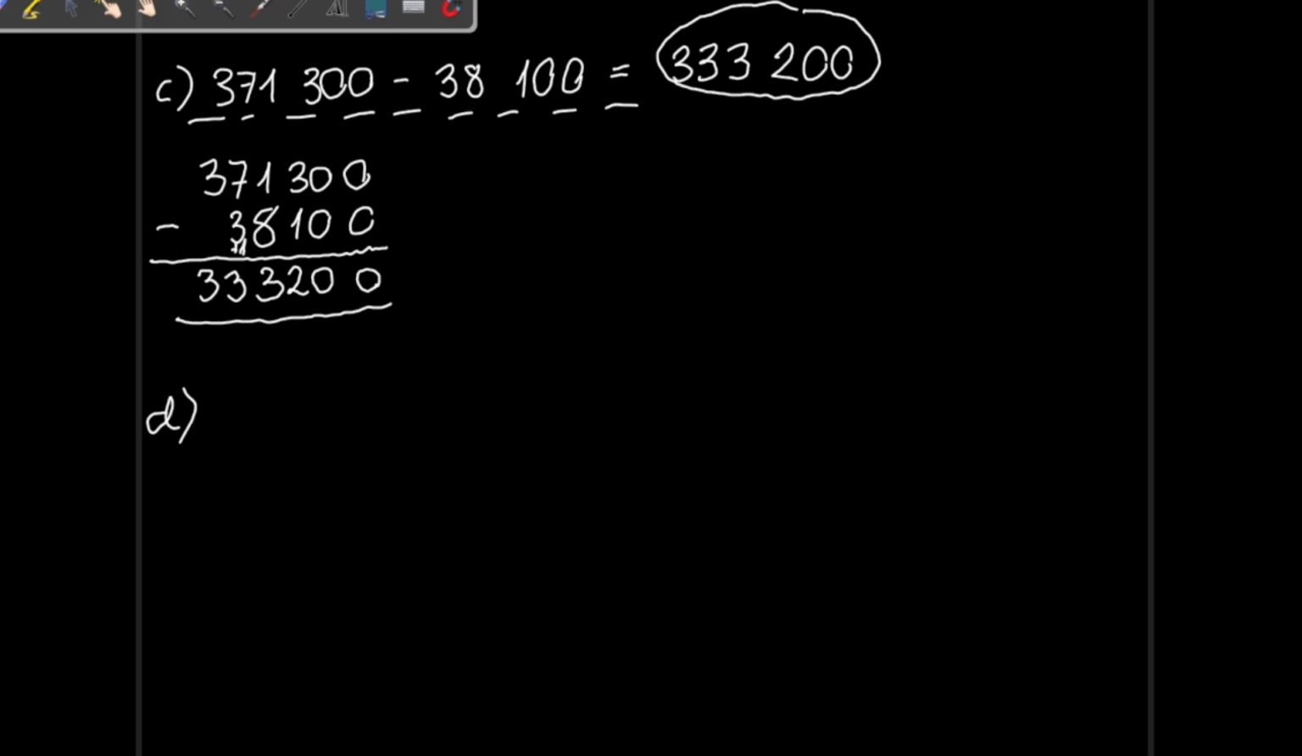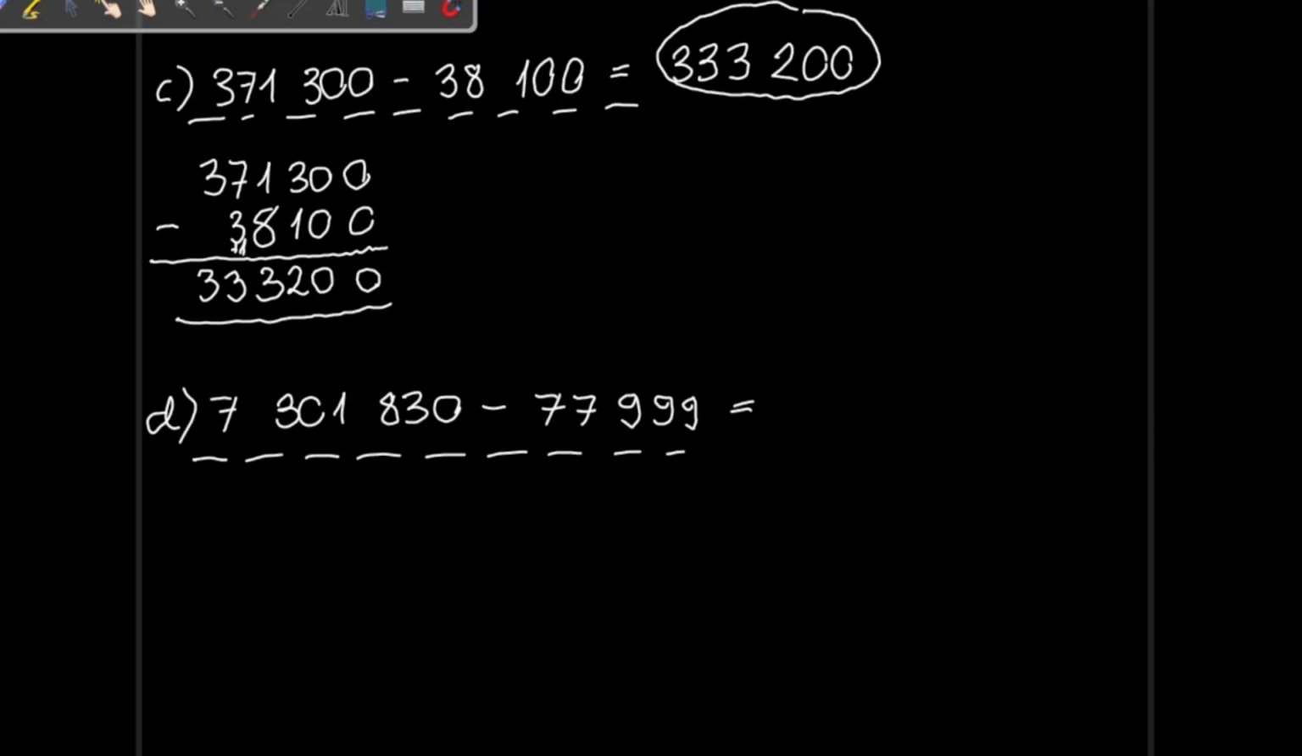Example D. We have 7,301,830 minus 77,999. Alright. Let's solve this one.